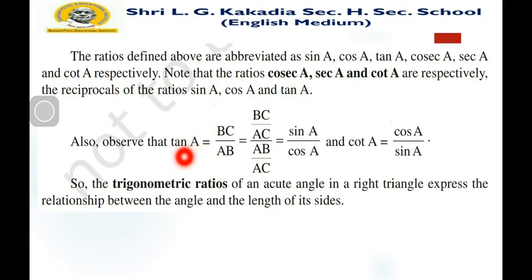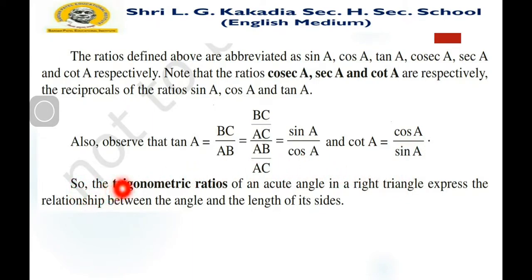Observe that tan A, that is tangent of A, is equal to BC over AB. We divide BC and AB by AC: BC divided by AC and AB divided by AC. Then BC over AC is sin A, and AB over AC is cos A. And cot A is the inverse, the reciprocal, cos A over sin A. So we can also say that tan A is equal to sin A over cos A, and cot A is equal to cos A over sin A.